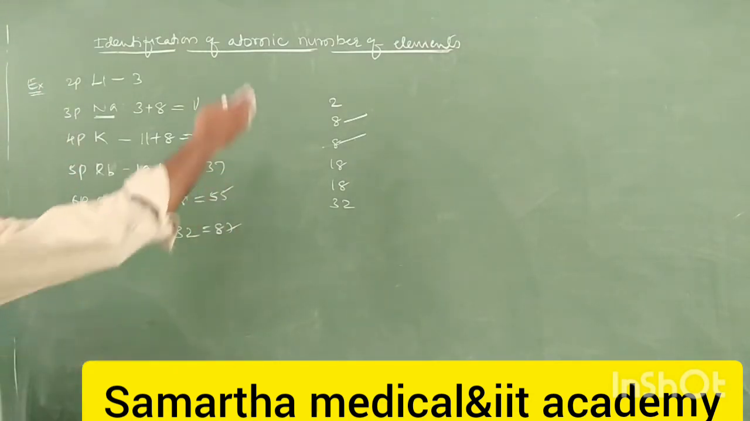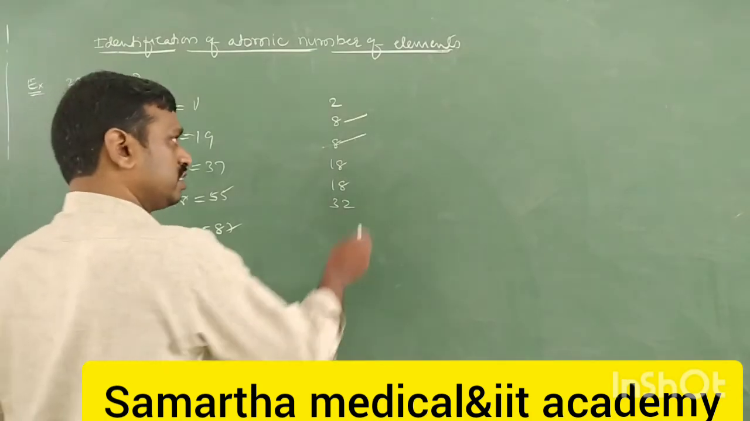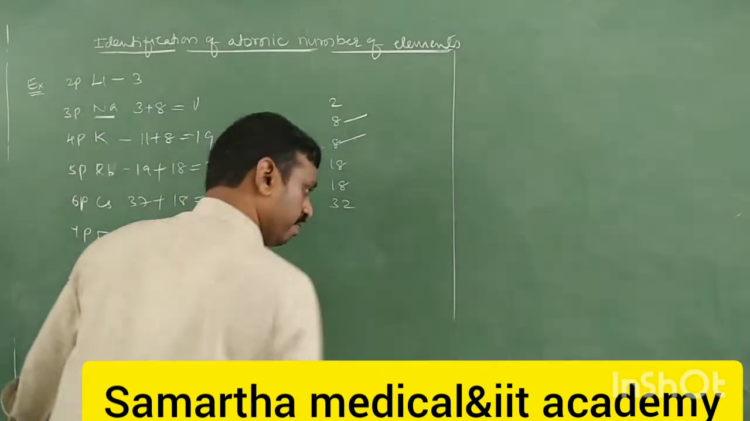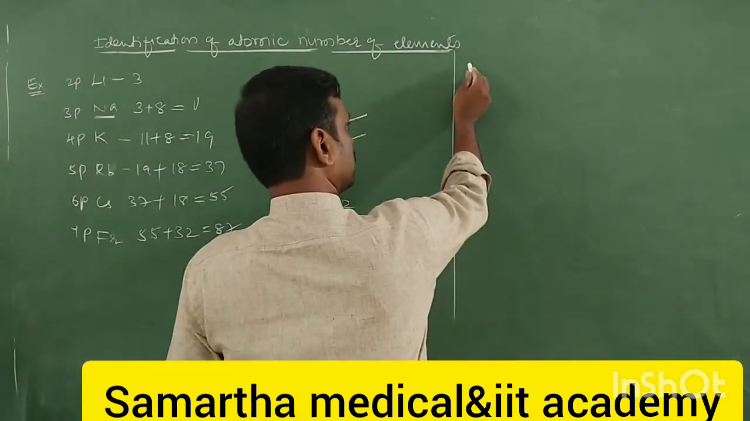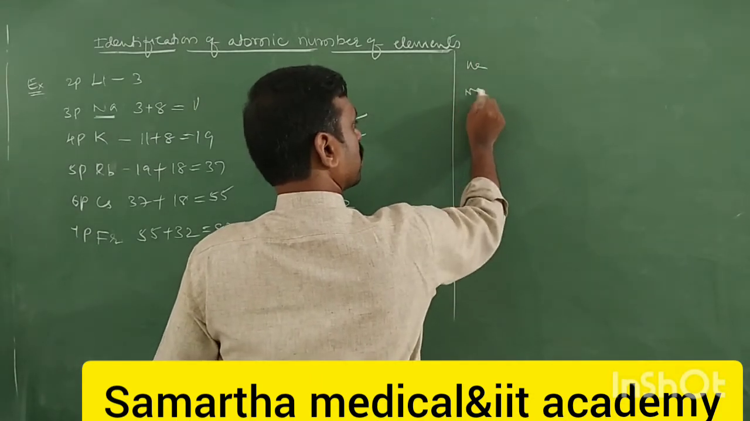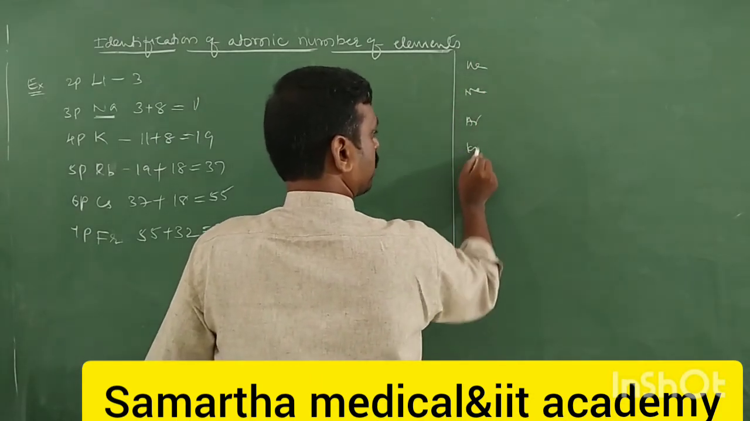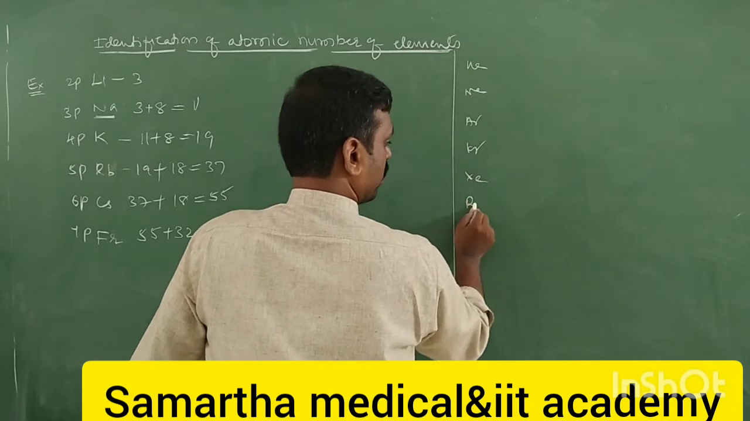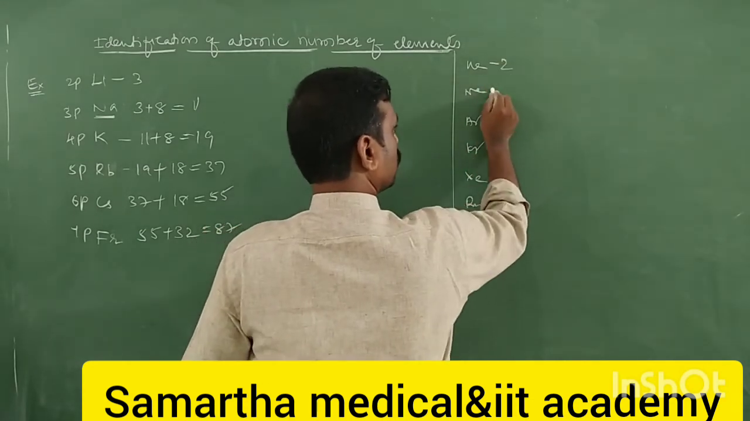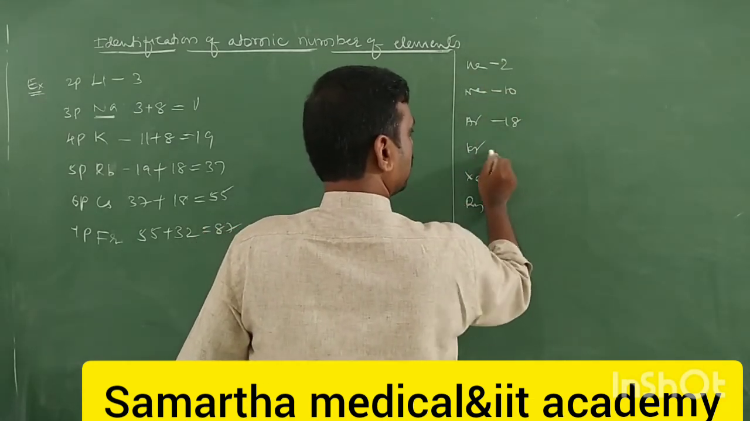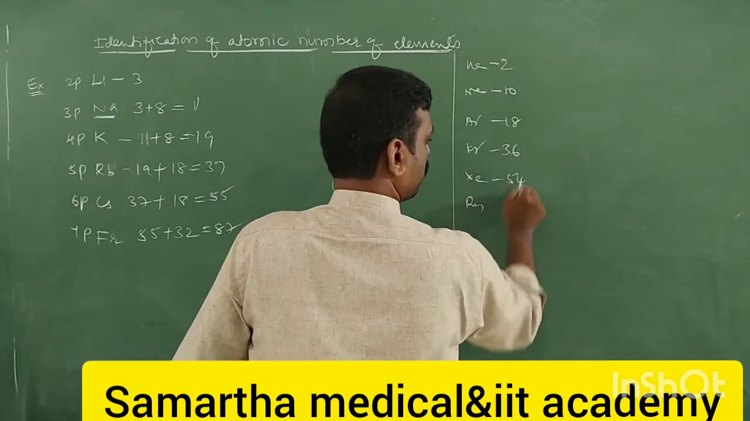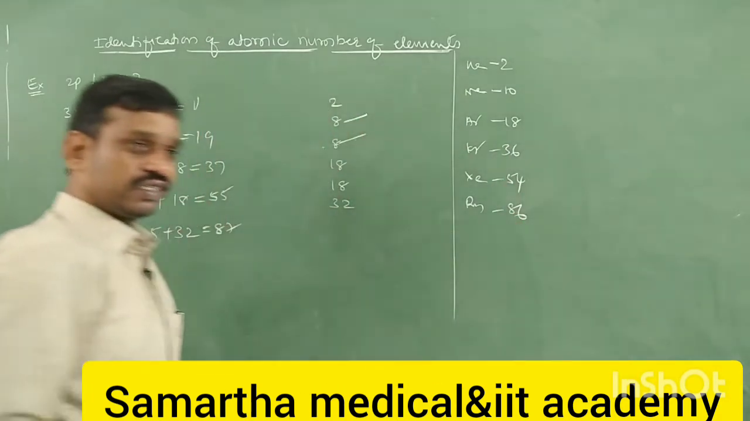Okay, by remembering the magic numbers you can add, or else by noble gas. Yes, by remembering the atomic number of noble gases: helium, neon, argon, krypton, xenon, radon. So helium is 2, then 10, 18, 36, 54, 86.